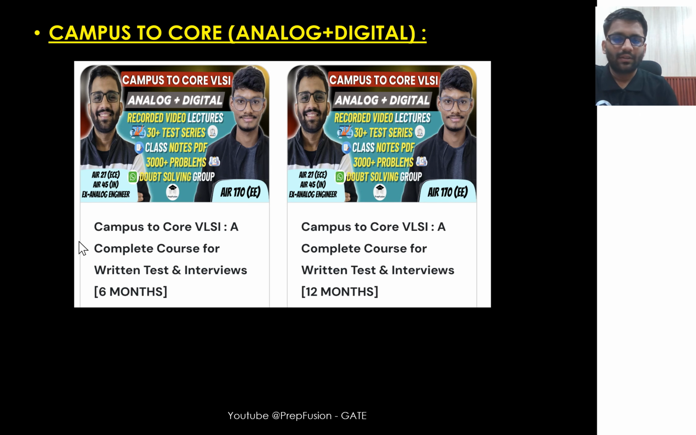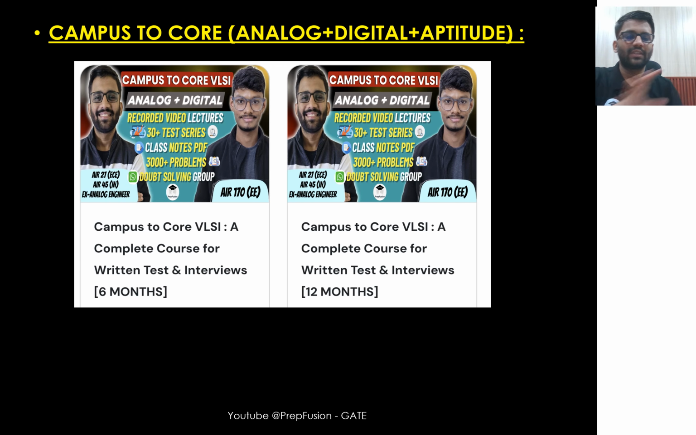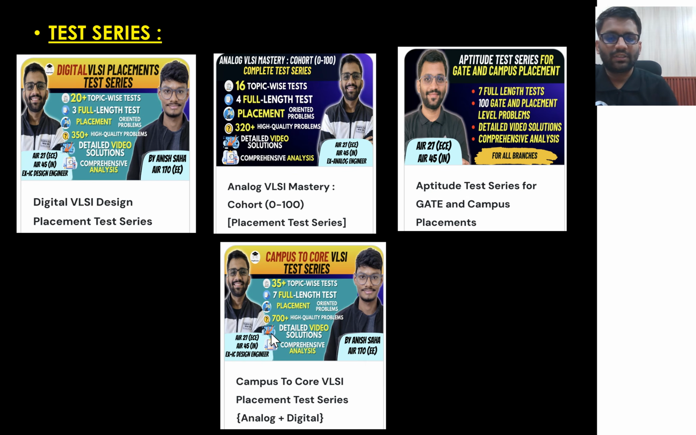And then coming to Campus to Core, basically whatever we have covered in analog, whatever we have covered in digital, and the aptitude part. So analog plus digital plus aptitude. If you want everything, test series and all those things, whatever is there for placement, then these courses are there. One is for 6 months, one is for 12 months. So Campus to Core means everything is there: analog, digital and aptitude. Whatever has been covered in analog, in digital, and in aptitude, everything is there.